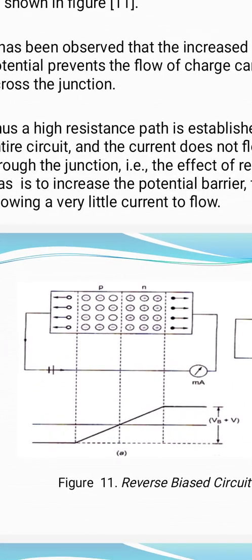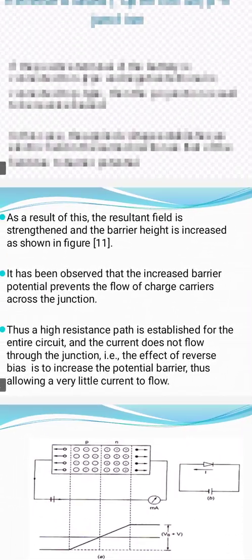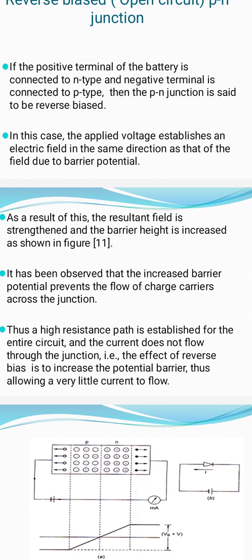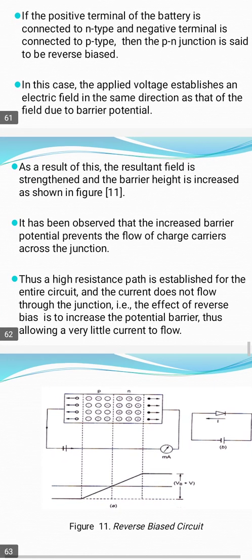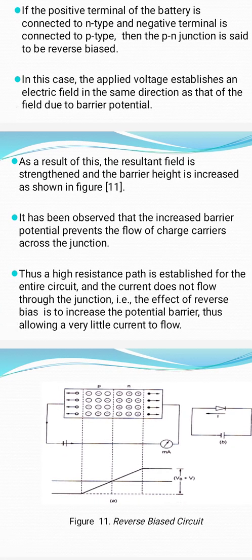In this reverse biasing process, the applied voltage establishes an electric field in the same direction as the potential barrier. It has been observed that the increased barrier potential prevents the flow of charge carriers. That's why we have to apply more voltage.